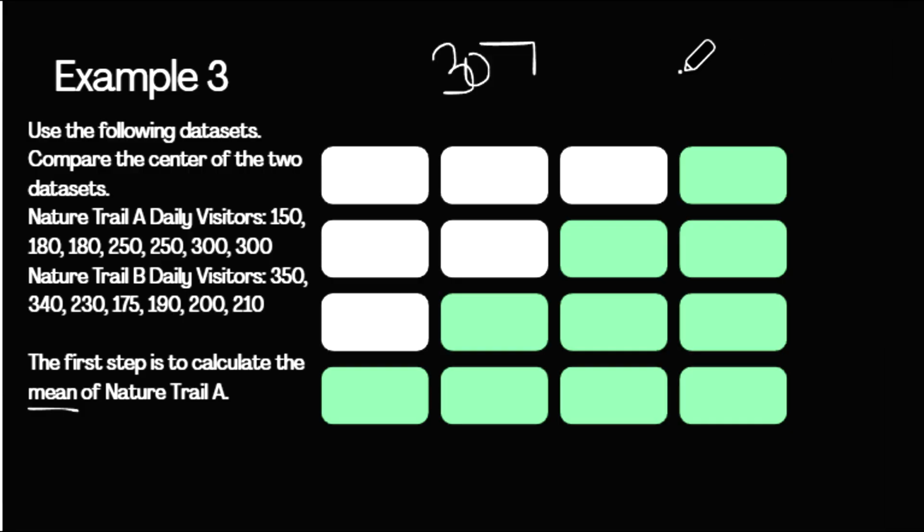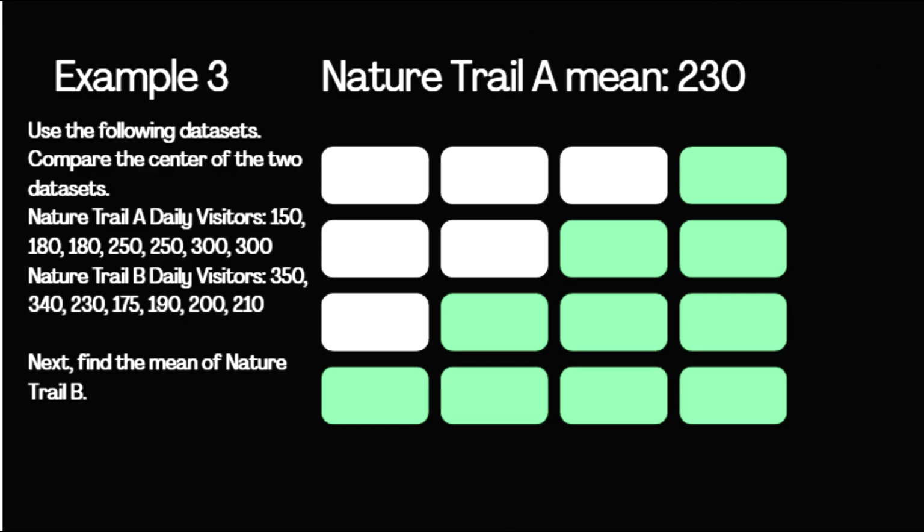Now it gave me 230. I have no idea what was going wrong. Apparently I'm just a moron, which is unsurprising. So the mean for trail A is 230.